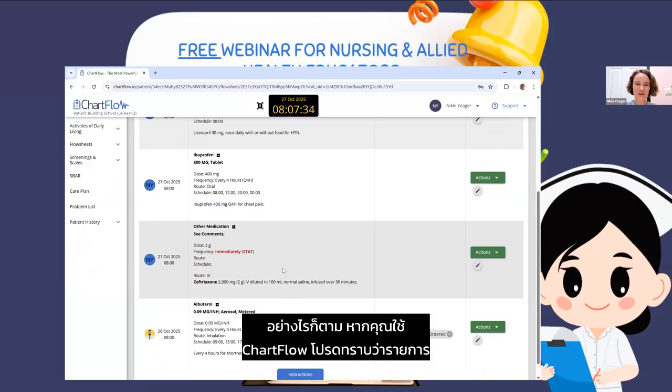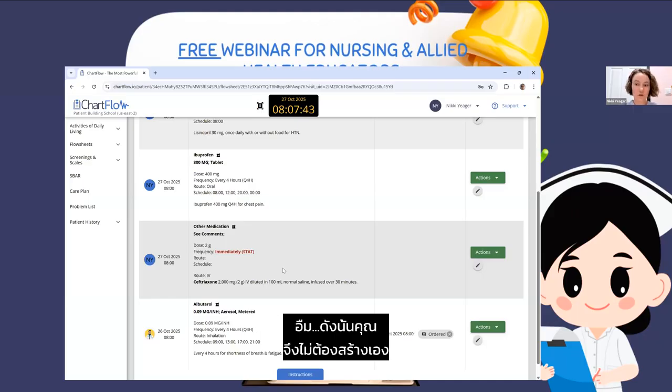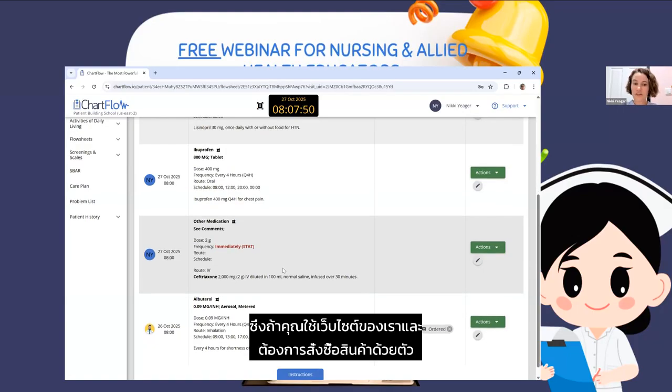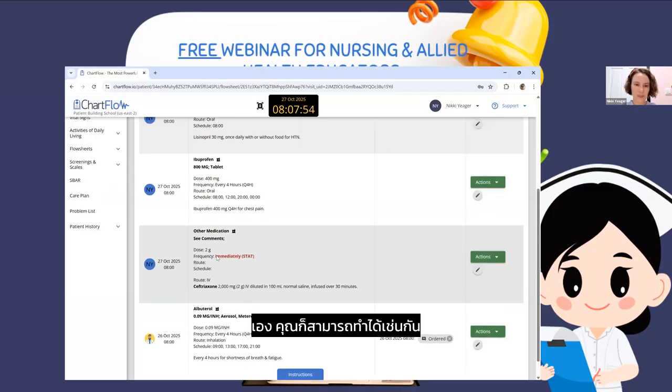However, if you're using ChartFlow, just be aware that our formulary does have like a dozen different forms of ceftriaxone in them, so you don't have to create your own. I just wanted to be able to control every bit of how this order was written, which if you use our site and you would like to put in your own orders, you can also do.